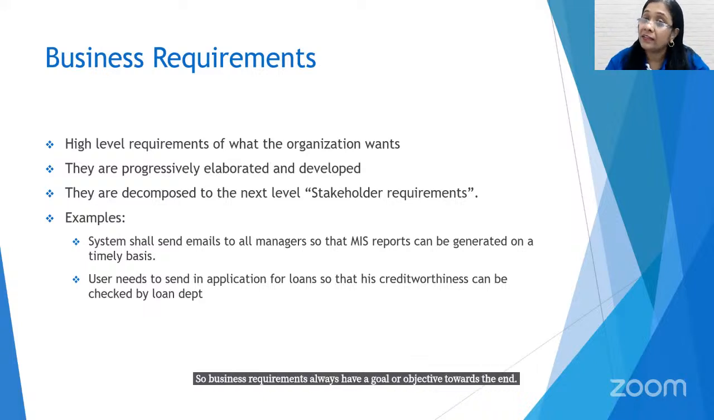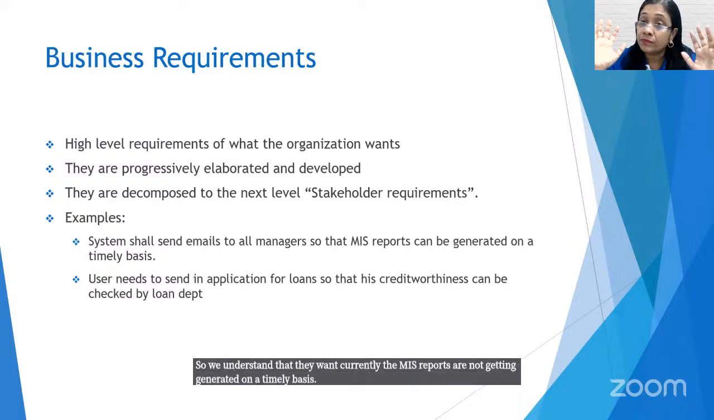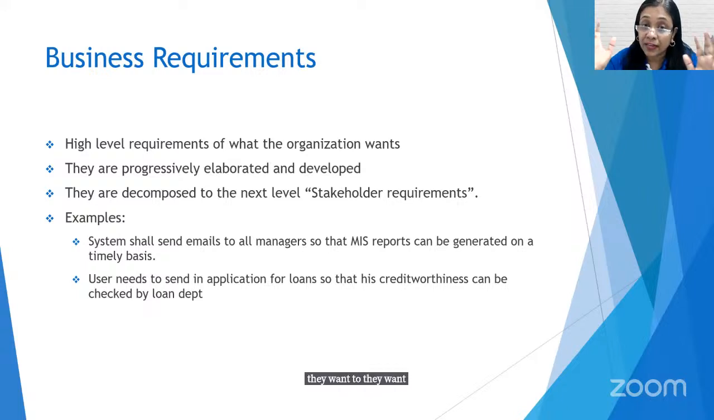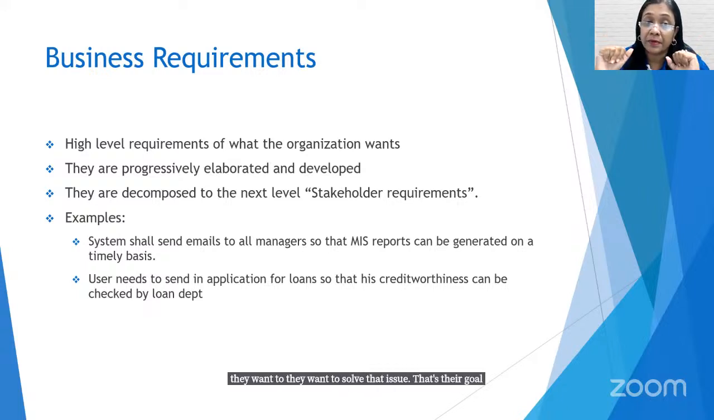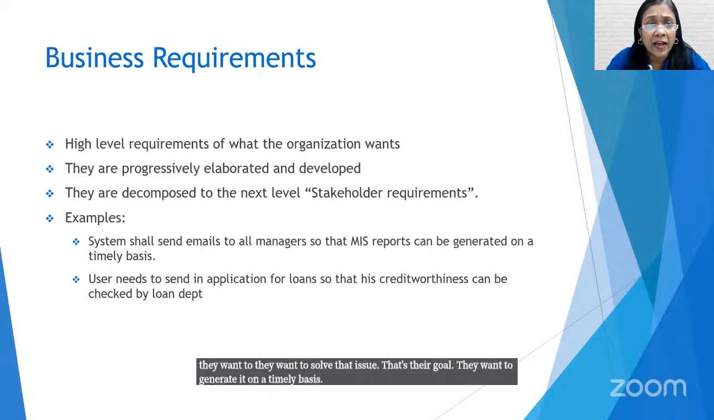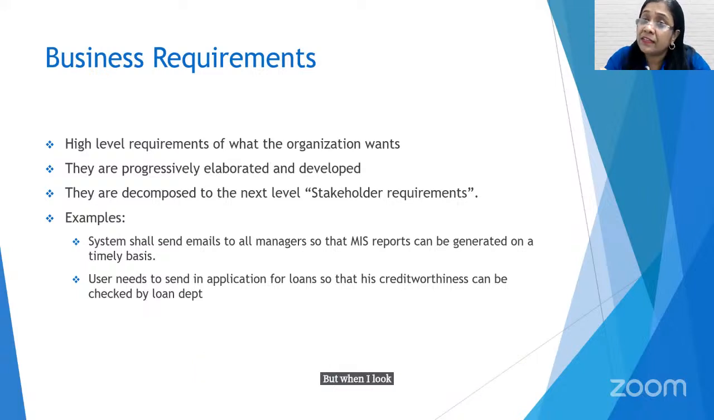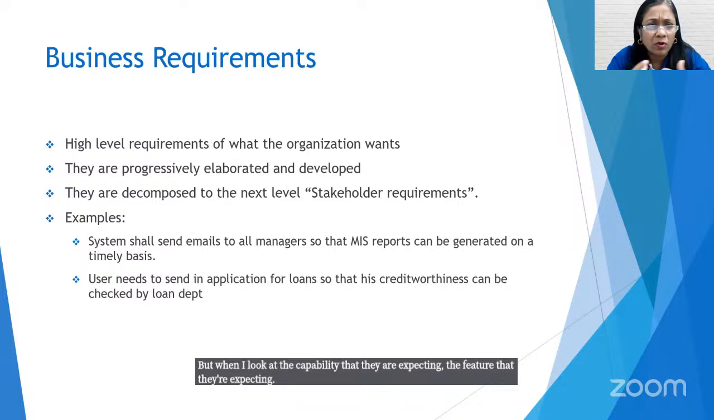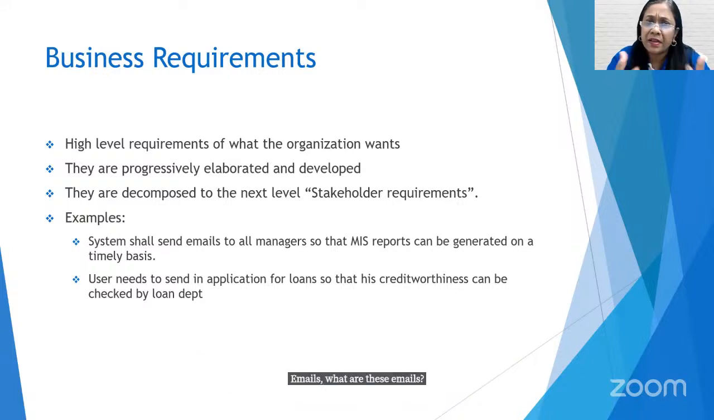So we understand that currently the MIS reports are not getting generated on a timely basis. They want to solve that issue. That's their goal. They want to generate it on a timely basis. But when I look at the capability that they are expecting, the feature that they are expecting, emails, what are these emails? Are they email reminders, or some updates that have to go to the managers, some notifications that should go to the managers? What are these emails?